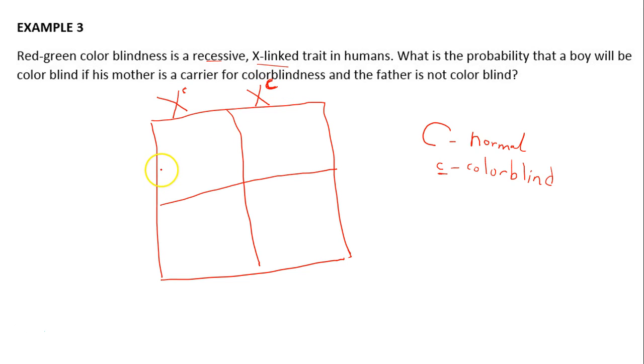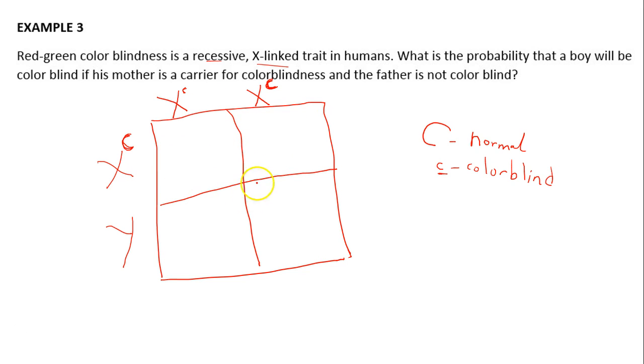How about the man? It says the man is not colorblind. Let's start by just putting X and Y. Since the man only has one X, we only need to think about this one. And since he's not colorblind, that means he definitely has the normal version of the gene, the normal allele. So X^C.